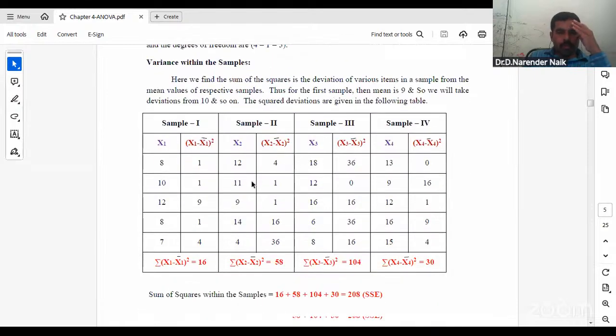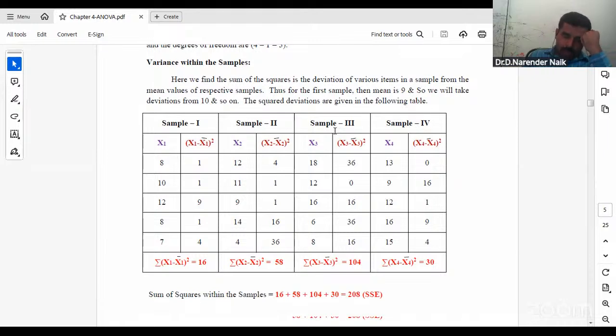11 minus 10, that is 1. 1 squared, 1. 9 minus 10, 1. 1 squared, 1. 14 minus 10, that is 4. 4 squared, 16. 4 minus 10, that is 6. 6 squared, 36. Then next one, sample 3.